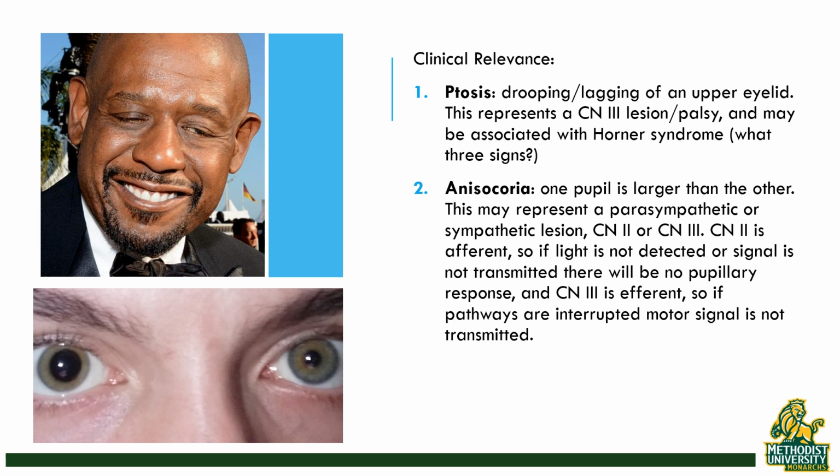And in the lower slide, we're seeing anisocoria, where one pupil is larger than the other, which could be a cranial nerve 2 or cranial nerve 3 lesion, with either a lack of signals, efferent or afferent signals being transmitted.